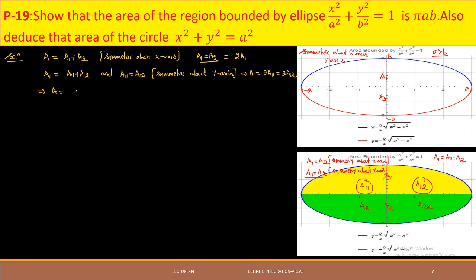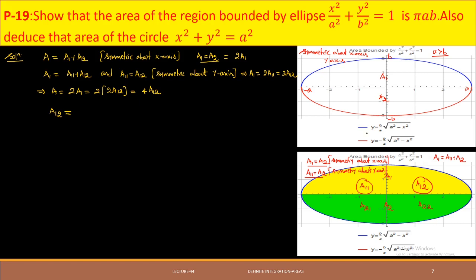So area A is equal to 2 into a1, that is equal to 2 into a12, that is equal to 4 into a12. That means if you find out a quarter portion of the ellipse, then we can find out the area of the complete ellipse. Okay, let us find out the area of the region a12. Okay, so how do I go about this?